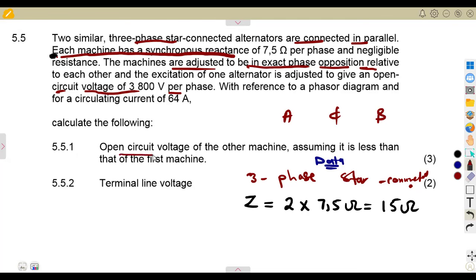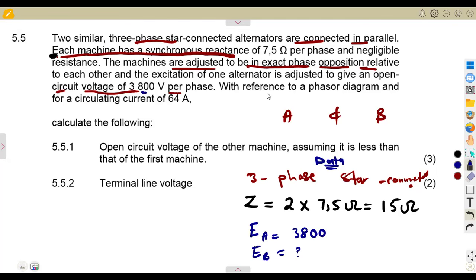So they're saying the open circuit, you need to calculate the open circuit of the other machine, assuming it is less than that of the first machine. It is less than that of the first machine. So the first machine is the one that you are given, which is given the excitation at an open circuit, which is our EA. So say this is our EA. Okay, the first one you're going to consider as your EA, 3,800. Then the second one, you consider it as EB. Remember I said this EA, EB are our open circuit voltages. So the open circuit for the second one is your EB.